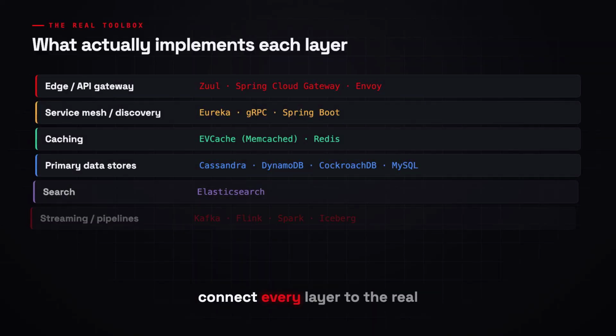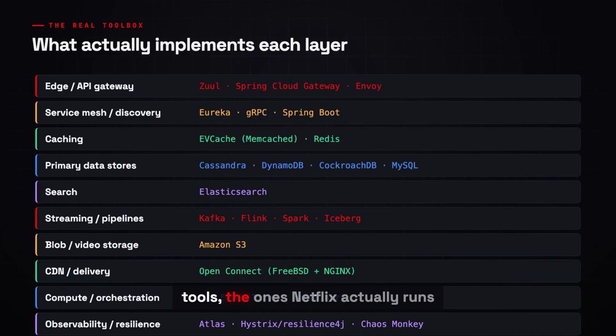So let's connect every layer to the real tools, the ones Netflix actually runs in production. At the edge, the Zuul Gateway. For service discovery, Eureka with services built on Spring Boot. Caching is EVCache and Redis. Primary data lives in Cassandra, DynamoDB, CockroachDB, and MySQL.